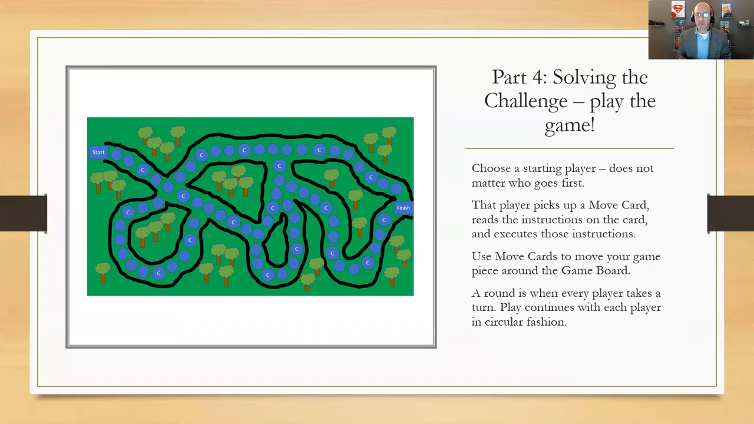So that player, whoever the first player is, again, picks up a move card, reads the instructions out loud, and then executes on those instructions.